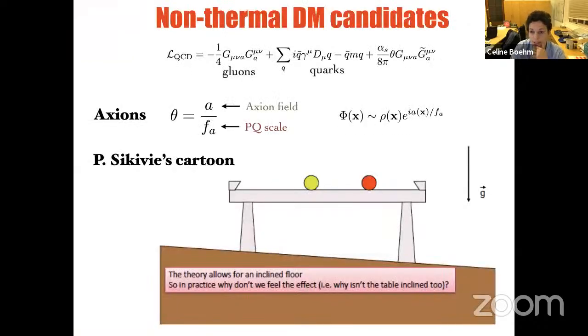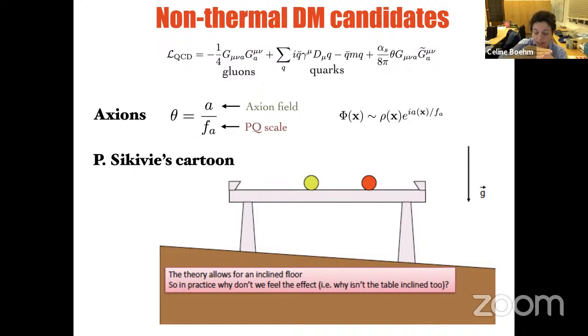The analogy I can give you, which is an analogy Pierre Sikivi gave a long time ago, but I think it's very good, is this: if you have an inclination for a floor and you have a table on top of that, the table will be such that it remains flat. And so the question is, why does it remain flat?